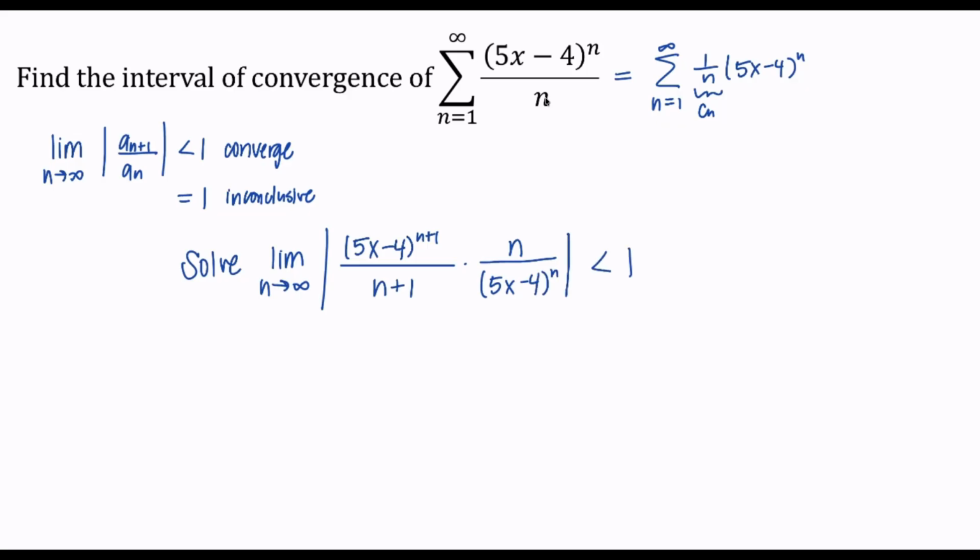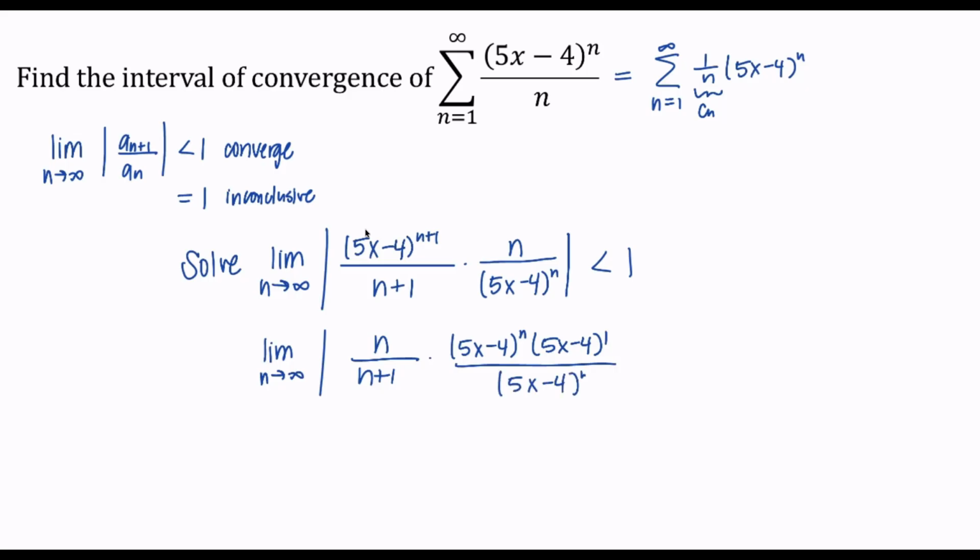So we want to know, when is this less than 1? Because we'll know that's when this power series converges, whatever x values make this limit less than 1. So here what we're going to do is say the limit as n approaches infinity of n over n plus 1. So I'm going to do a little rearranging here. And then 5x minus 4 to the n, and then 5x minus 4 to the 1, so that we can see 5x minus 4 to the n, those cancel.